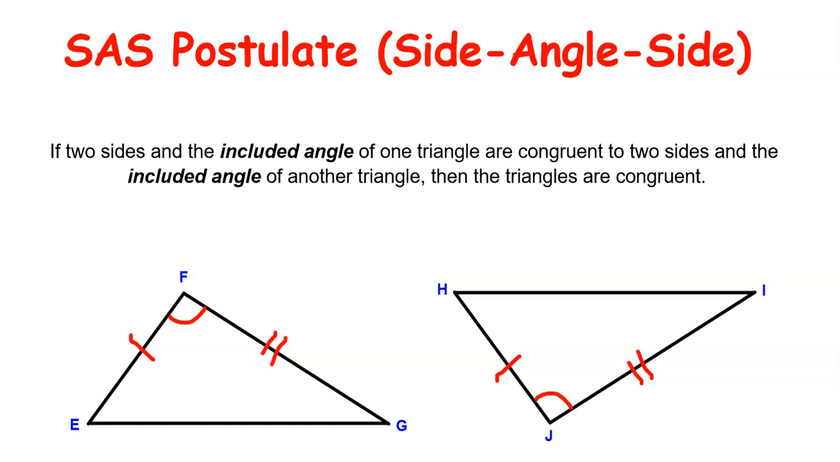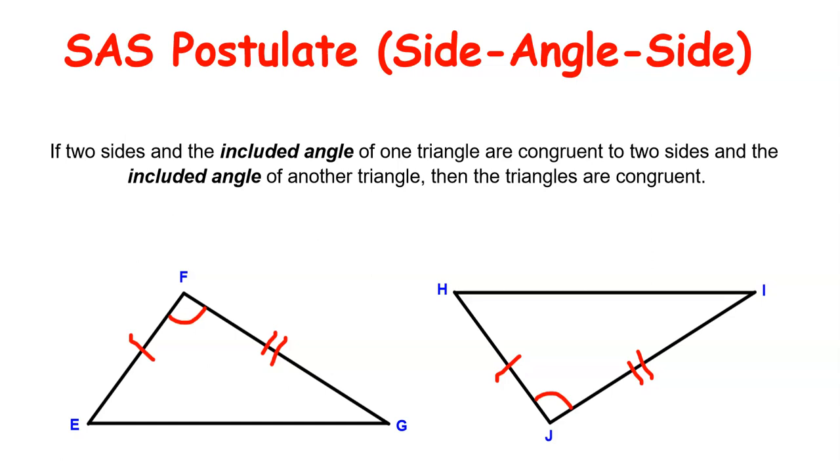Importantly, if two sides and the included angle of one triangle, that is the angle that is created using those two sides, the sides are the edges of that angle, if those two sides and the included angle are congruent to two sides and the included angle of another triangle, then the triangles are congruent. Again, congruence doesn't matter as far as orientation on the page is concerned. So triangle EFG and triangle HJI are congruent even though one is flipped vertically from the other.